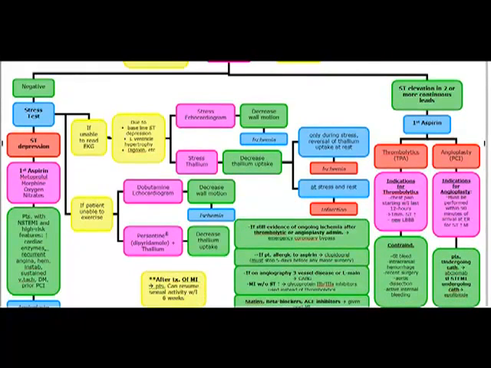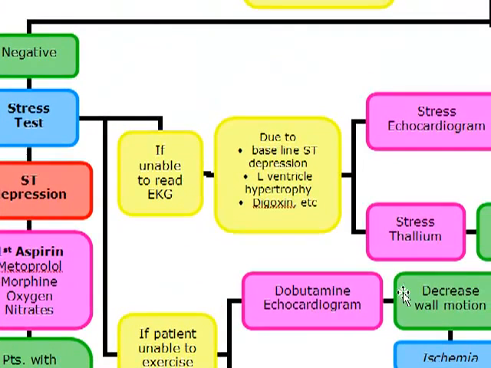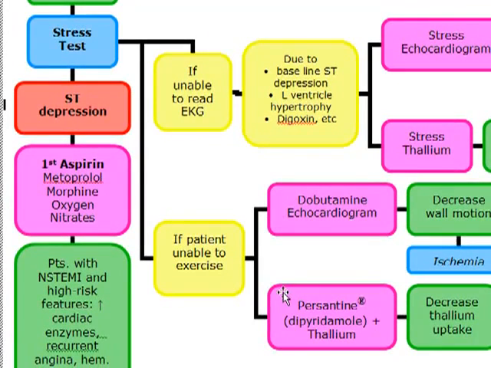If a patient's unable to exercise, we're going to do one of two things, either a dobutamine echocardiogram or persantine dipyridamole and thallium. If the patient's unable to exercise and we did the dobutamine echocardiogram and it shows a decreased wall motion, this means it's ischemia. And if the patient's unable to exercise and the persantine dipyridamole and thallium is done, and there's a decreased thallium uptake, this also means that there's ischemia.